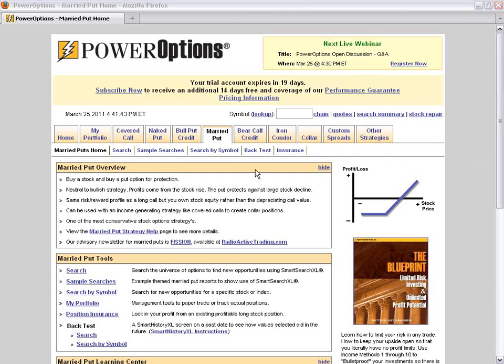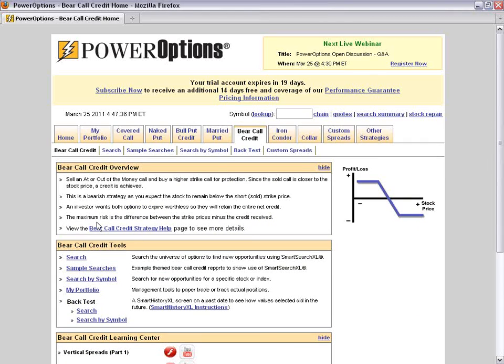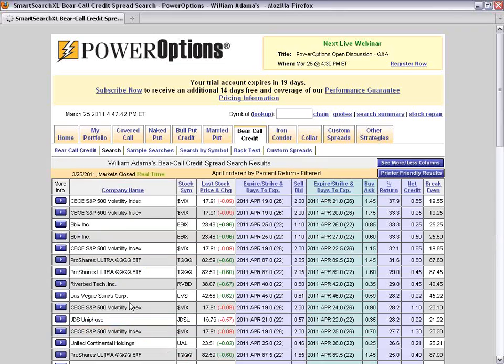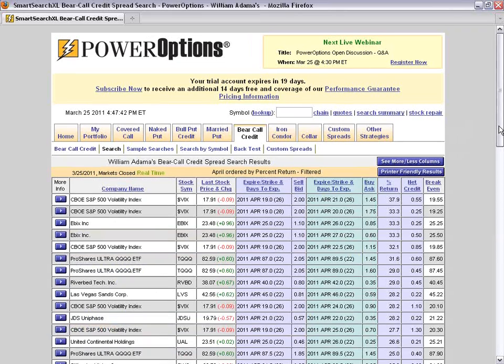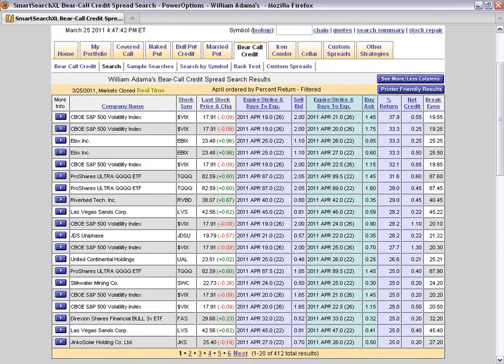For example, let's just go into the bear call credit spread position. And we'll go into the search function. We'll just pull up a basic default search. All right. Now, I'm seeing a lot of leverage returns here, and this is just a basic default search for credit spreads, not recommendations or suggestions. We see a return here of 33%, almost 38%, 28%, and so forth.